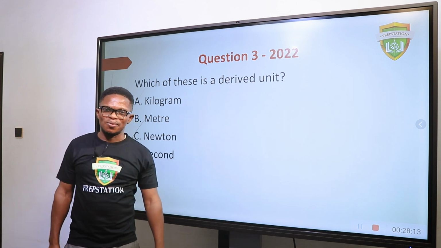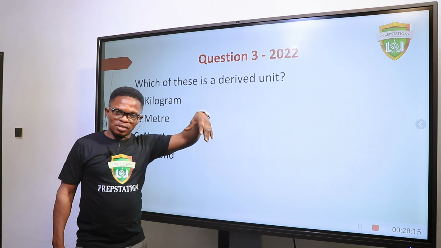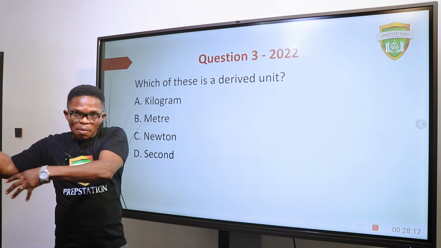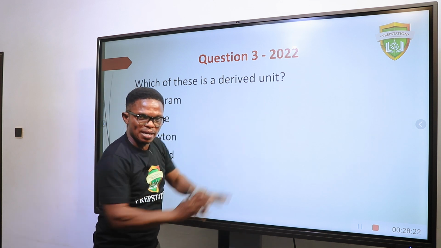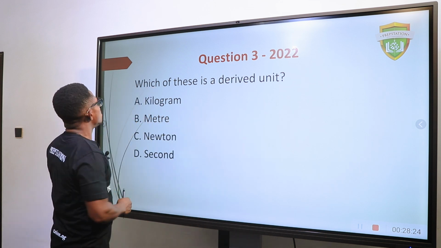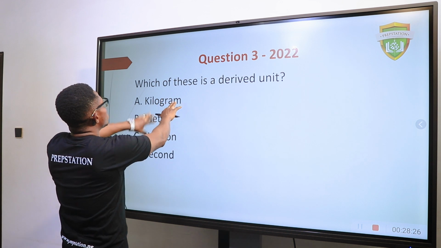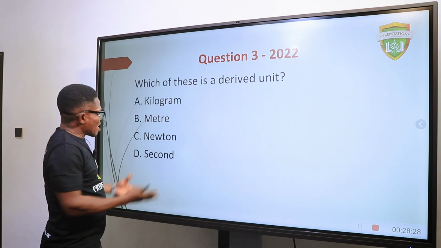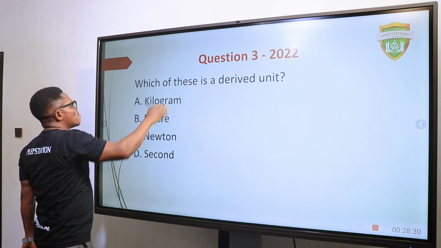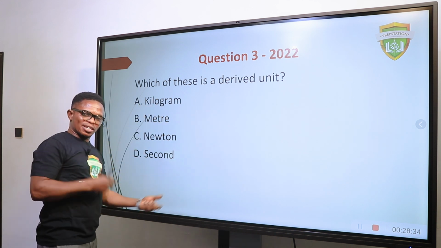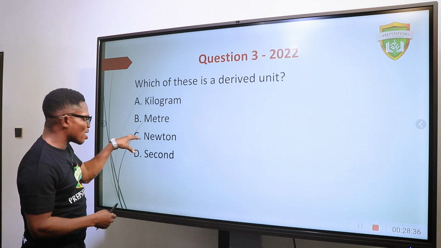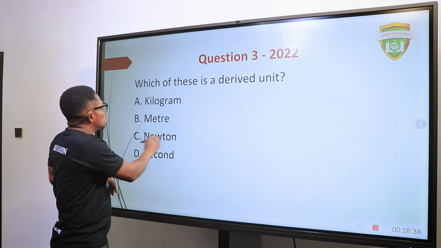Let's move. Question 3. Which of these is a derived quantity? This is very simple. Now, what are derived quantities? They are dependent. They are not independent. They are dependent on the fundamental quantities. They are not base. So if you look at this, kilogram is a base. You can't derive kilogram. That is for mass. Meter is base. That is for length. Second is time, is base. So the only one that can be derived here is Newton.